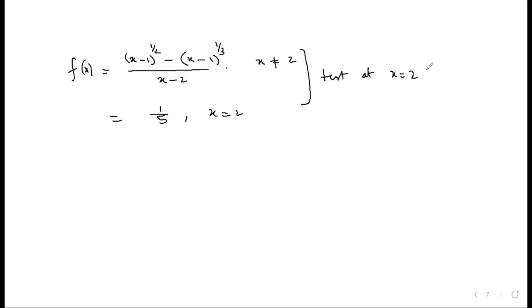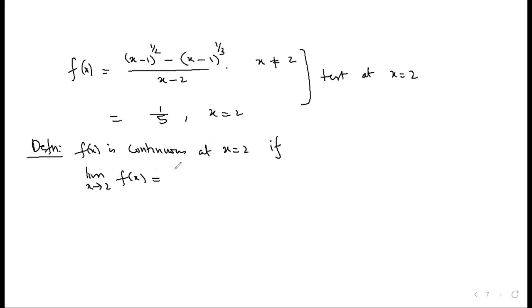So Nandana, in this problem, should I apply two limits, left-hand limit and right-hand limit, or only one limit? Only one limit, because there's only one function. So very simple, no? One function, one limit. So you will start with the definition. f of x is continuous at x equal to 2 if which condition should be satisfied? Limit x tending to 2 f of x equal to f of 2.